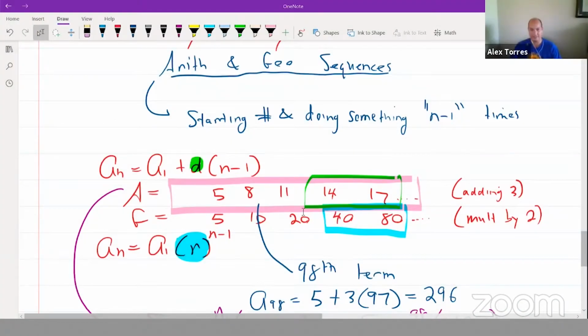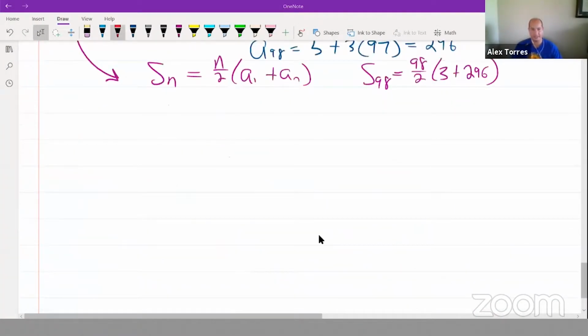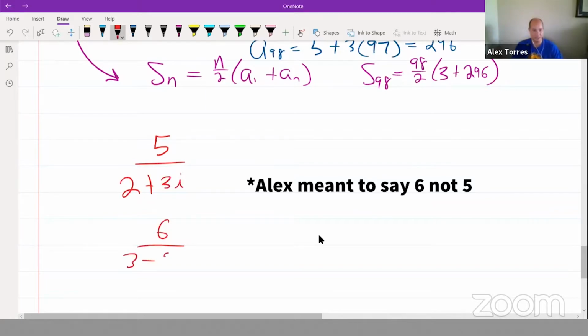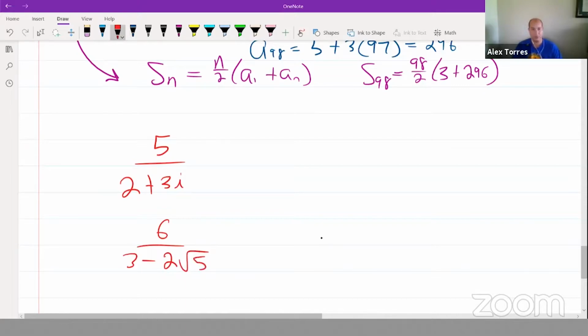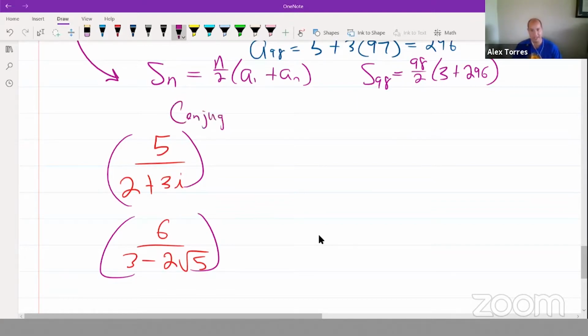So let's go ahead and jump into the next one now. This would be the idea that if I had something like 5 over 2 plus 3i, or similarly 5 over 3 minus 2 radical 5, both of these are in a format that we don't want. We don't want i or a radical on the bottom. And so a lot of times you'll see, what's an equivalent expression to these, which is just asking you to practice that skill. And what we're talking about is the complex conjugate.